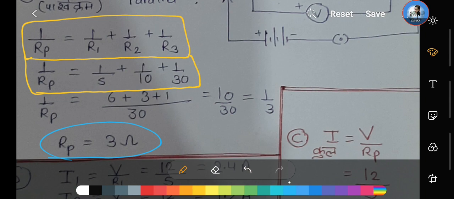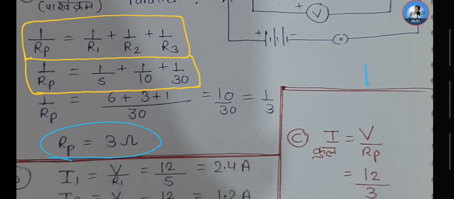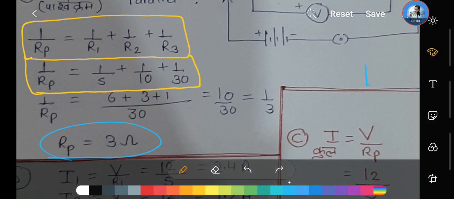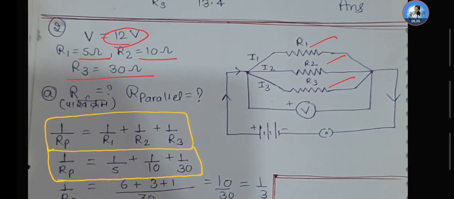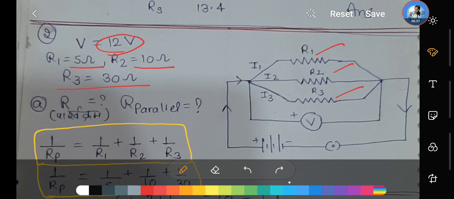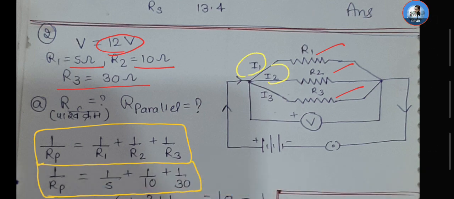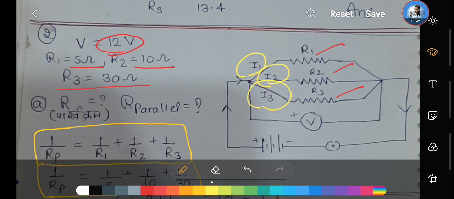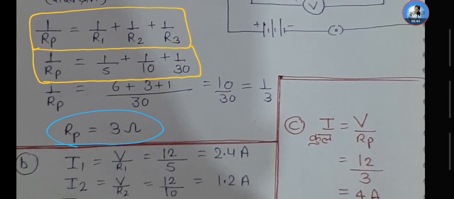Second part, student, what is the current through each resistance? Here all the resistances are in parallel, and in parallel combination we know that all the currents are different. We have to calculate I1, I2 and I3. So let's calculate I1, I2 and I3.